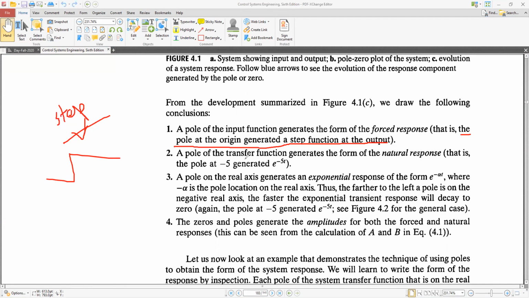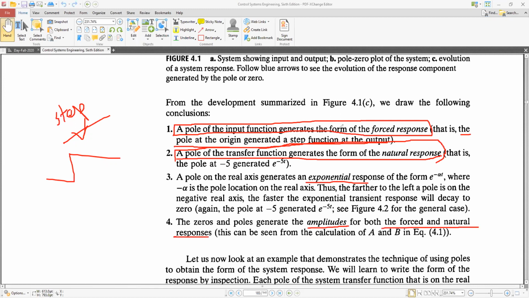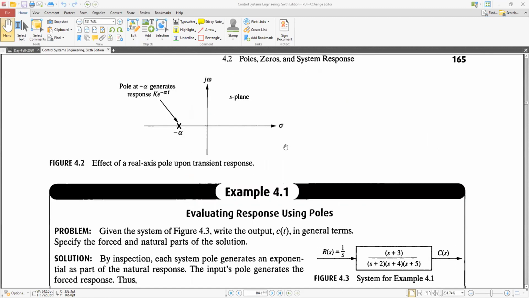Another thing, a pole of the transfer function generates the form of the natural response. A pole of the input function generates the form of the forced response. So remember this: which is the forced response and which is the natural response. And a pole on the real axis generates an exponential response. Another conclusion: the zeros and poles generate the amplitude for both the forced and the natural responses. Amplitude means 2 by 5, 3 by 5, those are the amplitudes. These are the conclusions they gather here.